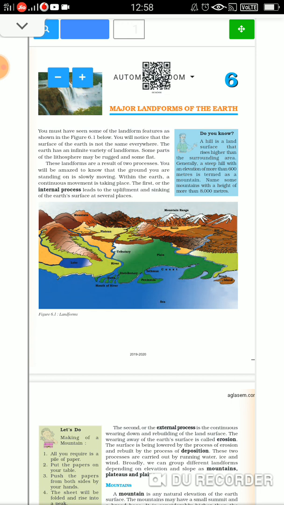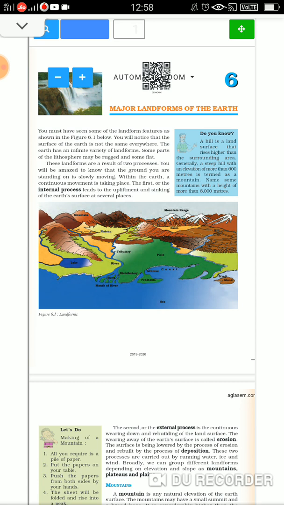Just look at figure 6.1 and you will notice that the surface of the earth is not the same everywhere. You can find a variety in these landforms. Somewhere the lithosphere is rugged, somewhere it is flat. These landforms are the result of two processes, children.